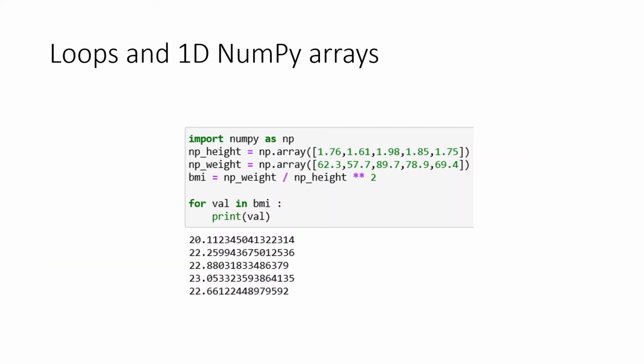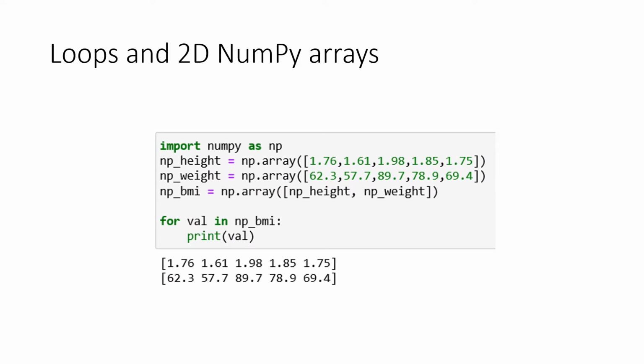Now let's have a look at loops and 1D NumPy arrays, so the normal NumPy array. We can again just loop through each individual element by using the for in loop. And again, here we call it val for value, but you could also give it any other name that you would like to have in here. And then again, our expression is just to print out each individual element within our NumPy array, and this would be our output.